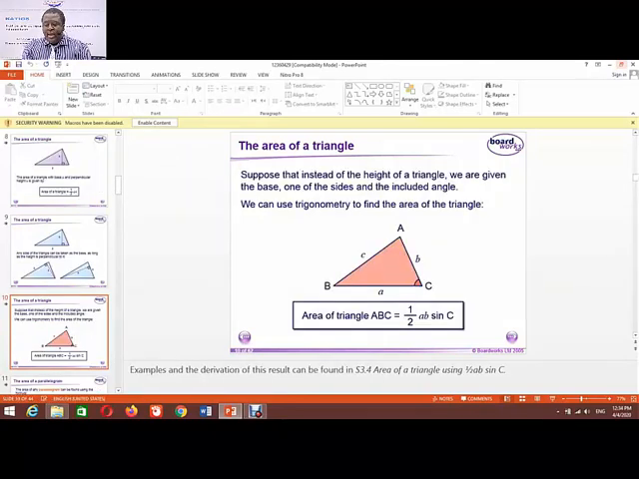Suppose that instead of the height of the triangle, we are given the base, one of the sides and the included angle. We can use trigonometry to find the area of the triangle by using the following formula: area equals 1 over 2 times A times B times sine C. But this formula, you will not come across it this year. You start using it from grade 9 or 10.